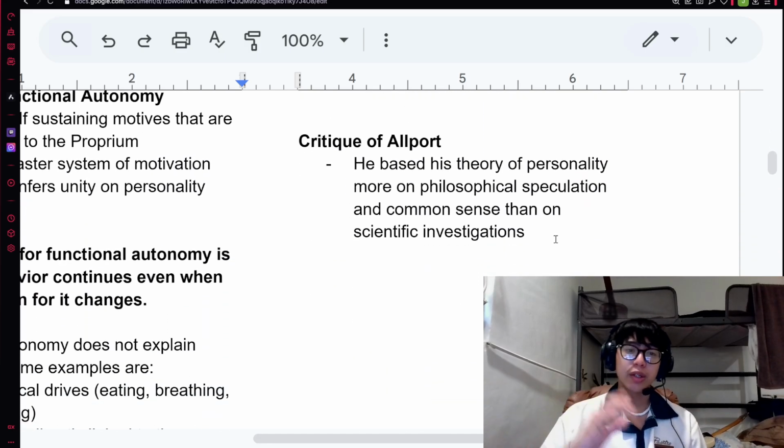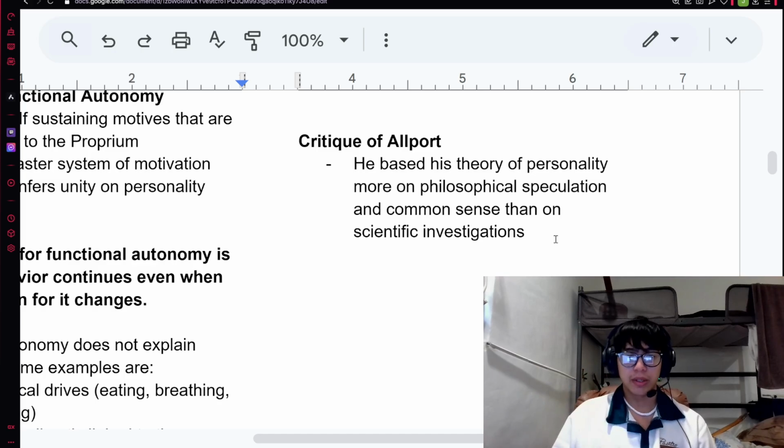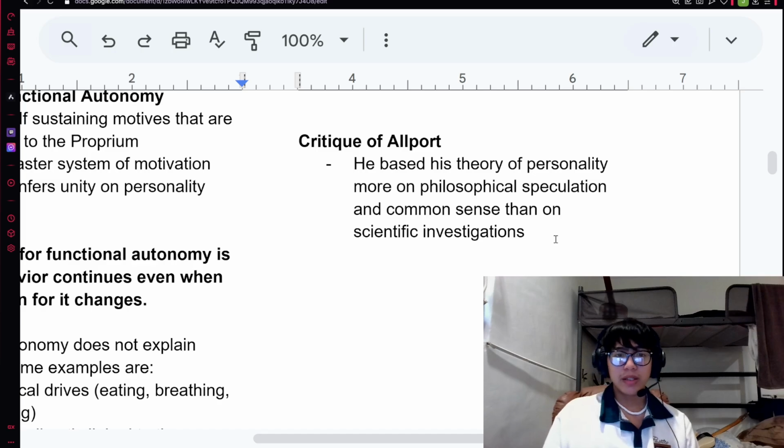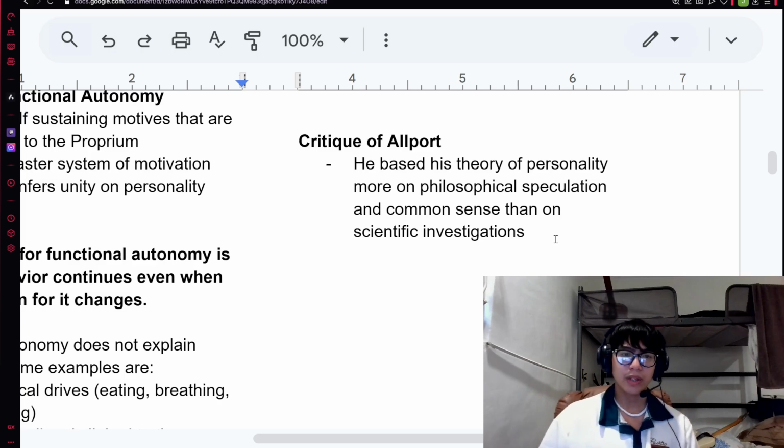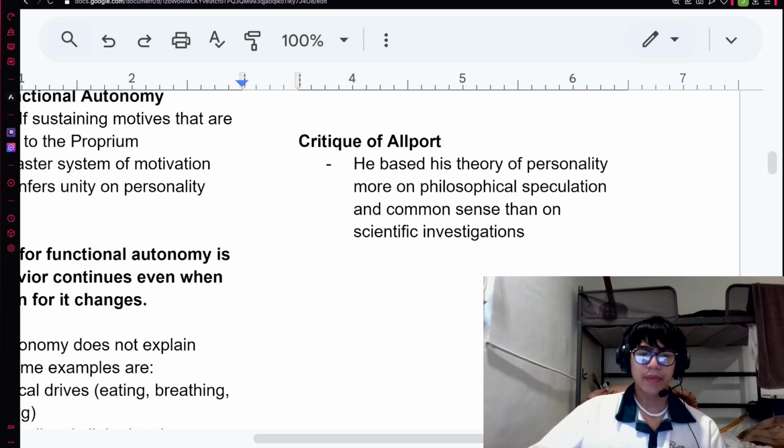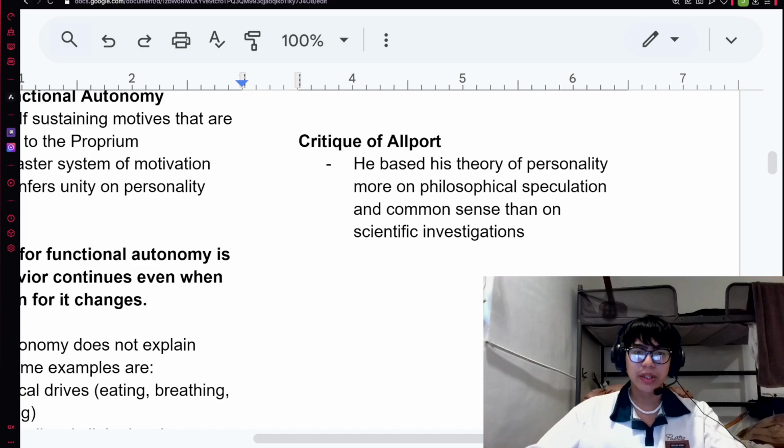And then the critique of Allport. So let's talk about how he was critiqued. He based his theory of personality more on philosophical speculation and common sense rather than actual scientific investigation. So yeah, he had a philosophical background, if I'm not mistaken. So he was more on philosophical aspects and common sense and just general thinking rather than actual scientific methods and investigation. So yeah, that's basically Gordon Allport.